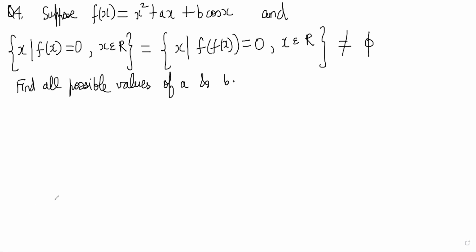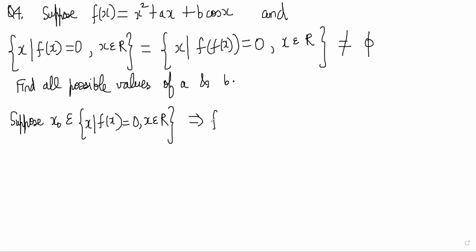So we have seen some questions like this before in the previous section. We saw a question about stable points and fixed stable points. So this reminds us of that. So let's try it in a similar manner. So we'll say suppose x naught belongs to the first set, the set of x such that f of x equals 0, x belongs to R, right? Suppose x naught belongs to this set. That means that f of x naught is equal to 0.